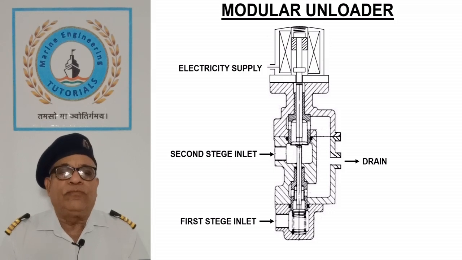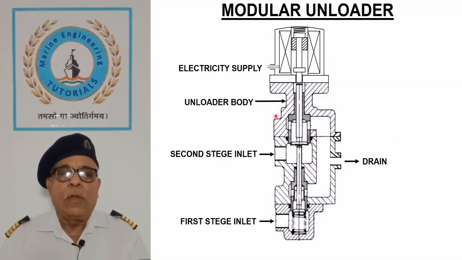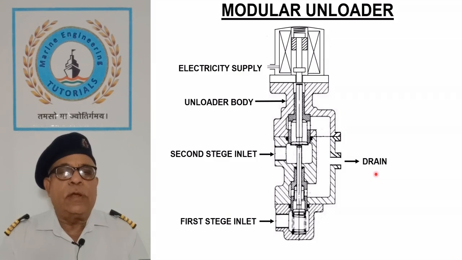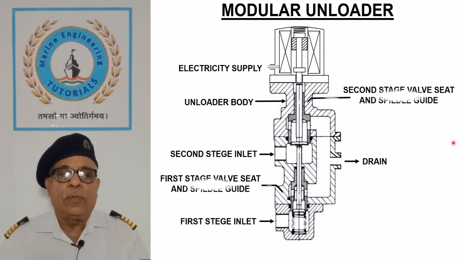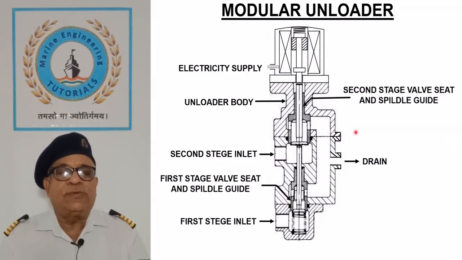Modular unloader. The sketch shows the construction of a modular unloader which is operated electrically. Unloader body has first and second stage air outlet connections and a drain to start the compressor in unloaded state. The body houses first and second stage valve seats and spindle guides.